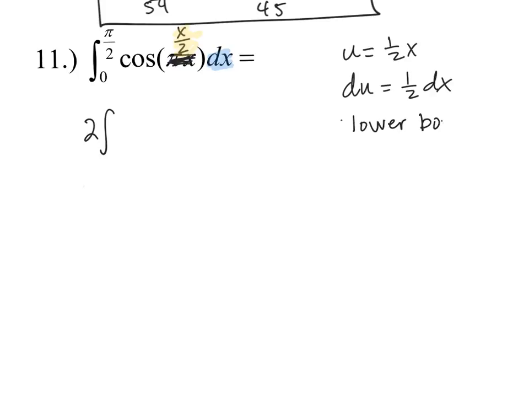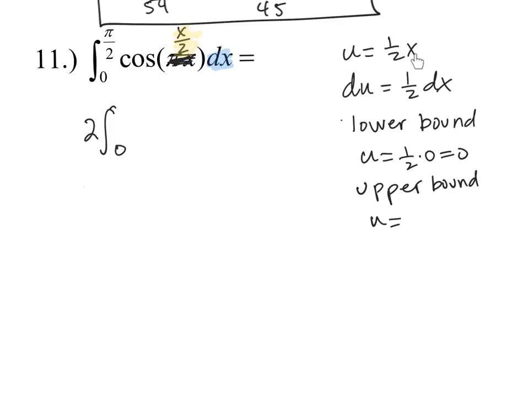To get our lower bound, we're going to take 0, and we're going to replace it with x. So that would be 1/2 times 0, which is 0. So our lower bound stays 0. And then to get our upper u bound, this time we replace x with pi over 2. So that would be 1/2 times pi over 2, which is pi fourths. So that's our upper bound.